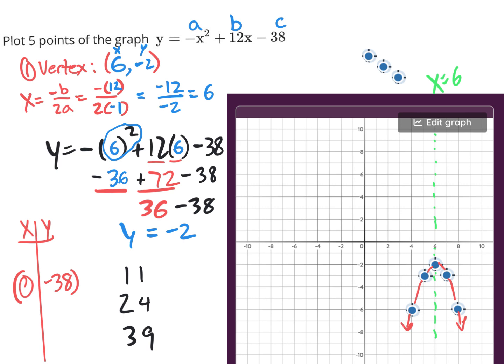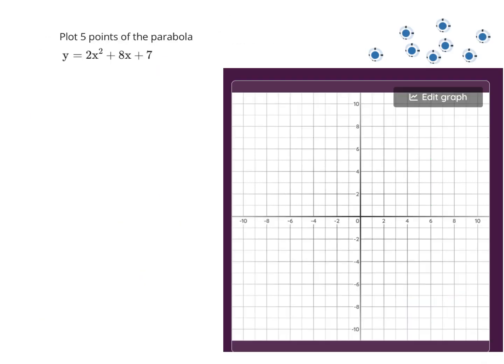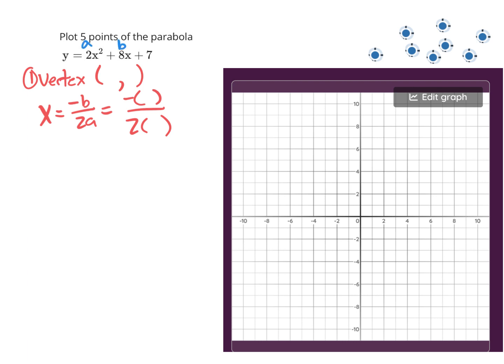Are we good? All right, let's take a look at one where the a value is not 1. Right here, the a value is 2. So you're going to go through the same deal. The most important point is the vertex, which is a coordinate, an x value and a y value. To find that x value, we use a formula, -b over 2 times a. When you use the formula, please use parentheses, negative parentheses over 2 times parentheses. Then you could easily identify your b value of 8 and your a value of 2. B value is 8, a value is 2.